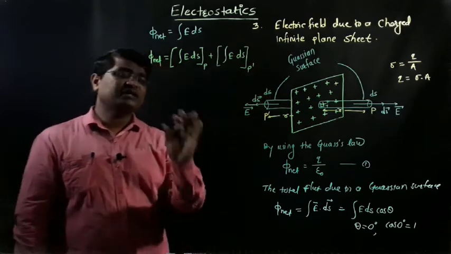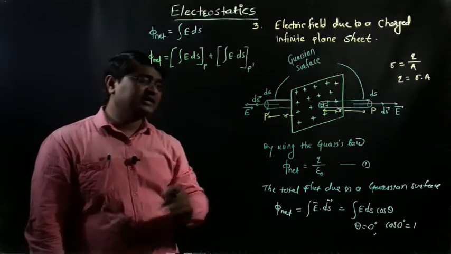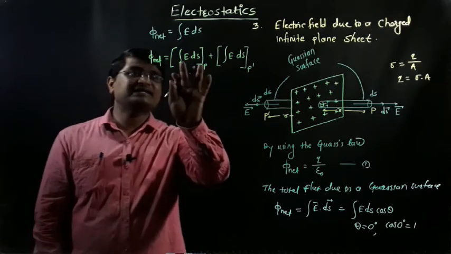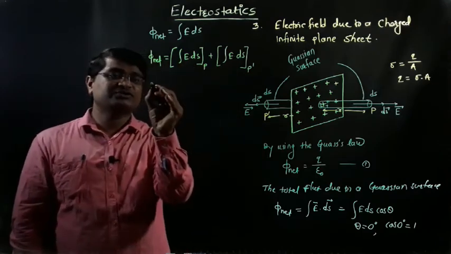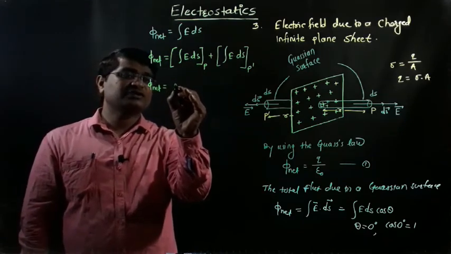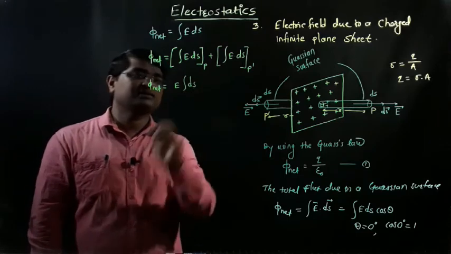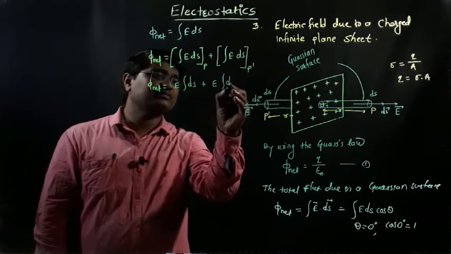But actually we know that E is the electric field, and the electric field at every point on the Gaussian surface will be similar. It means that E is constant, and constants get outside the integration. So the net flux is equal to E outside and the remaining integration of ds at the point P, plus the same concept here, E into integration of ds.